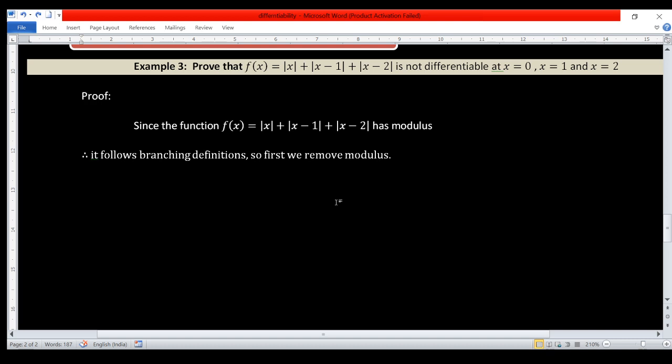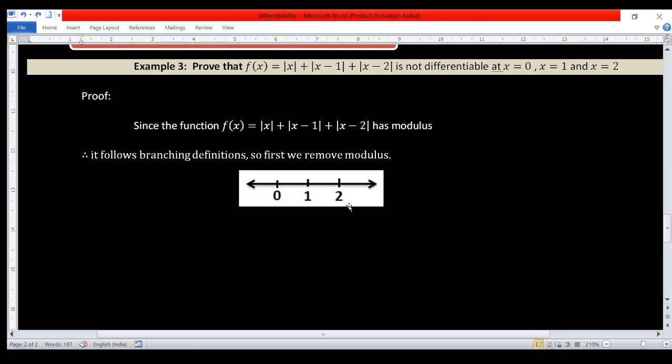So for that I will take the number line like this. 0, 1, 2 is marked. Why that 0? How does that 0 come here? Modulus of x equal to 0. Modulus of x minus 1: so x minus 1 equal to 0, x is equal to 1. x minus 2 equal to 0, x is equal to 2. So these are the critical points we want to mark on the number line to remove modulus.